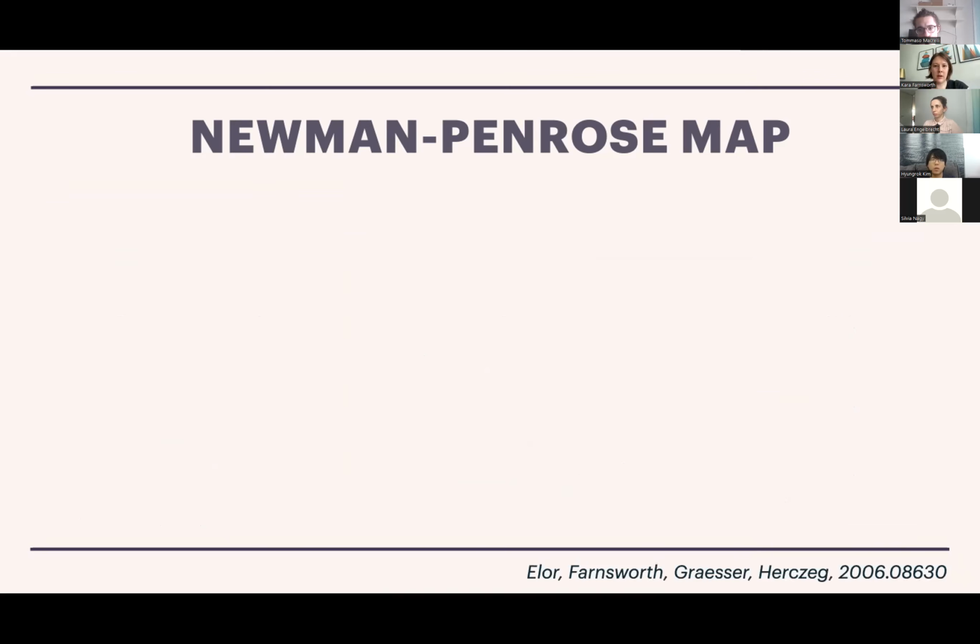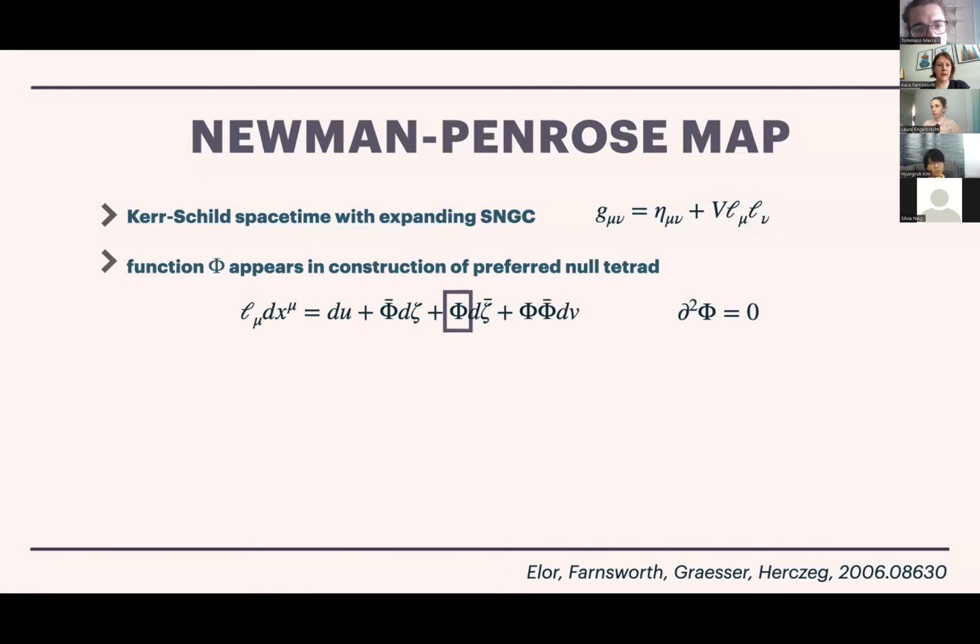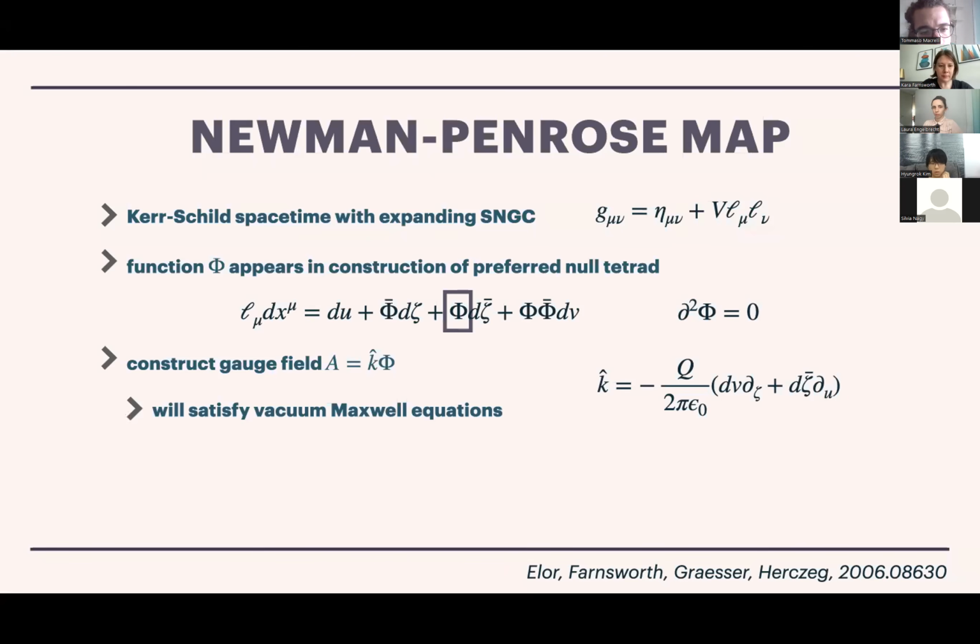Okay. So just to summarize what the Newman-Penrose map is, we start with some Kerr-Schild spacetime with an expanding shear-free null geodesic congruence. There's a function phi that appears in the construction of this preferred null tetrad, and we know that that function satisfies the differential equation box phi vanishes. And from there, we can construct a gauge field by acting with this operator K hat. And we know that that's going to satisfy the vacuum self-dual Maxwell equations immediately.